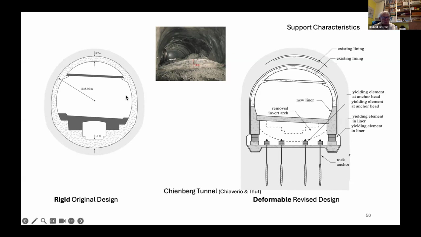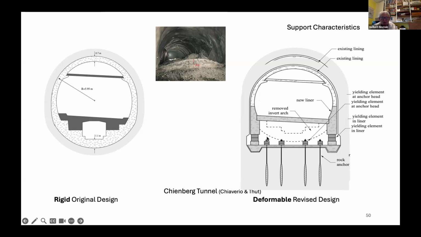And that's what happened. So this is their original design, reasonably circular, advantageous, and then quite stiff here. That got destroyed. So this is indicated here. This is the dashed line. This is the old support. So what they did, they put in a new support here with a deformable element, and then a flat invert really in a situation like this will deform.